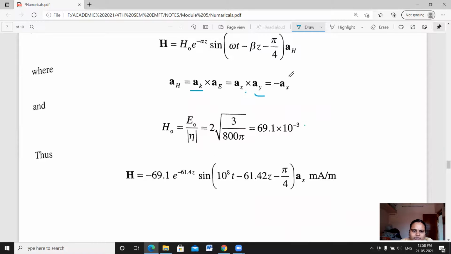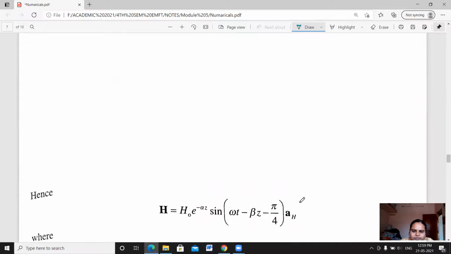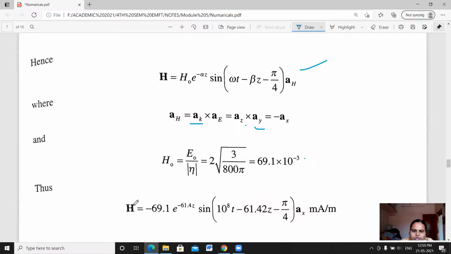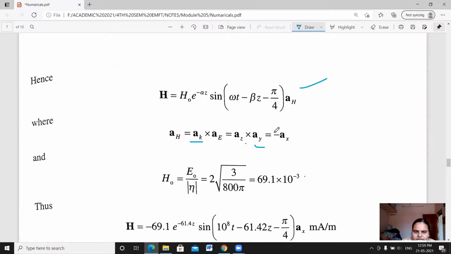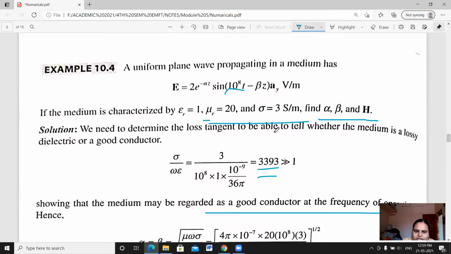Just you substitute all the values in the H equation. Therefore, H is going to be minus 69.1 e raised to minus 61.4 z sine of 10 raised to 8 into t minus 61.4 z minus pi by 4 into ax milliamperes per meter. This is what the magnetic field intensity is, from the electric field intensity.